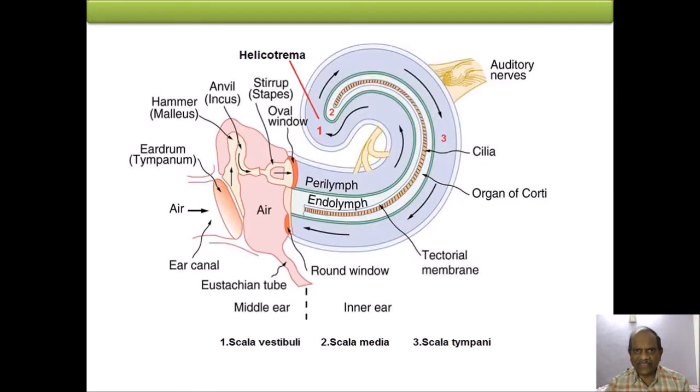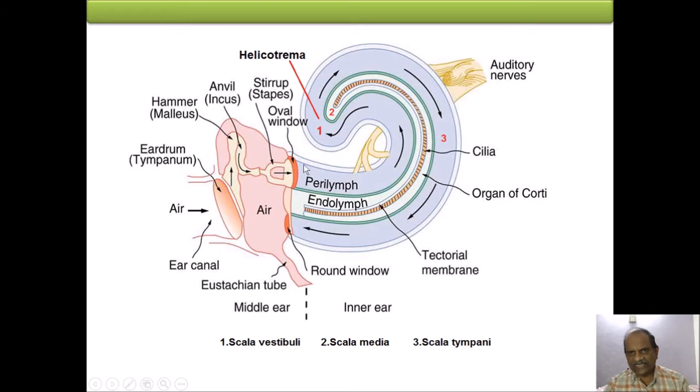Then here you can see, as I already told you, the scala media is filled with endolymph, and the scala vestibuli and scala tympani are filled with perilymph. Just try to understand here that the composition of these two fluids is different. Just try to concentrate on this part.